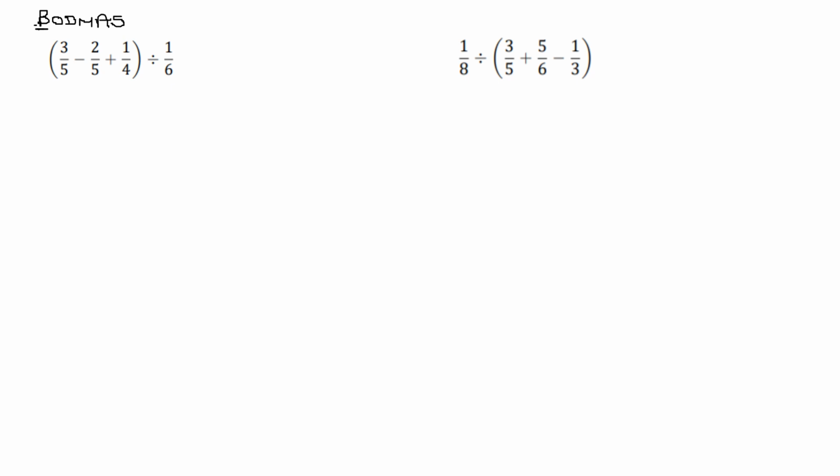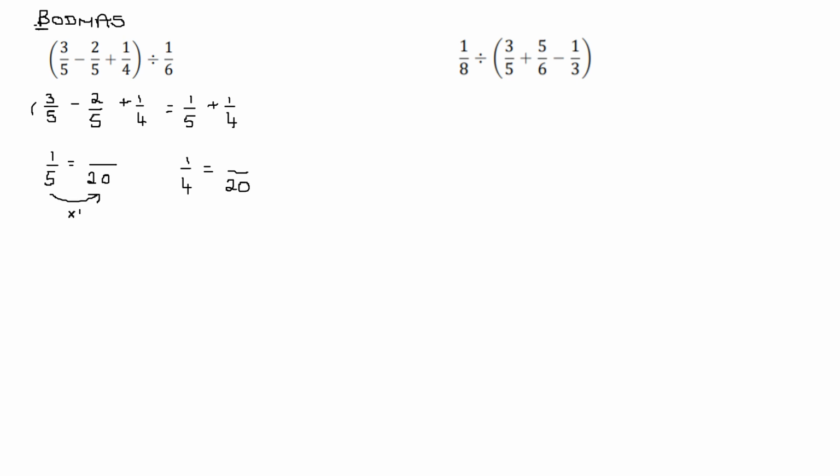So now let's have a look at some that involve more than 2 terms inside the bracket. So we're going to do our bracket first. So I've got 3/5 take away 2/5 plus 1/4. So I can do 3/5 take away 2/5, which will give me 1/5, and then I'm going to have plus 1/4. Now, the lowest common multiple of 5 and 4 is 20, so I'm going to turn both into equivalent fractions with a denominator of 20.